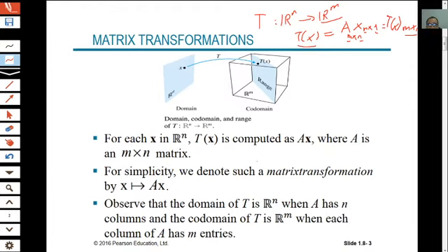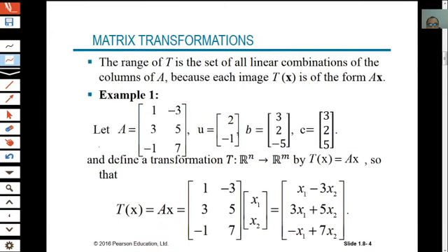Okay, after understanding this special definition, let's see an example. And by the way, the range of T is the set of all linear combinations of the columns of the matrix A, because each image is of the form A times X. If you remember the definition of the product of a matrix and a vector, you know it is the linear combination of columns of the matrix A, like A1 X1 plus A2 X2. How many columns do we have? N columns we have, and m rows we have.